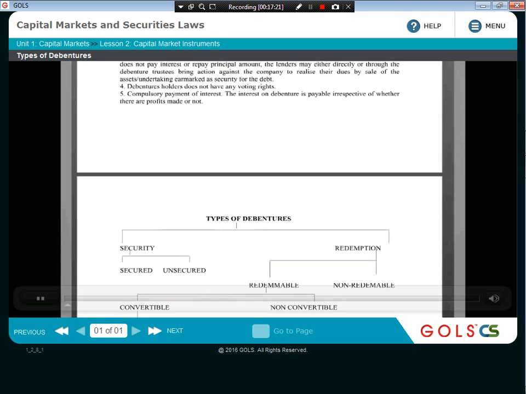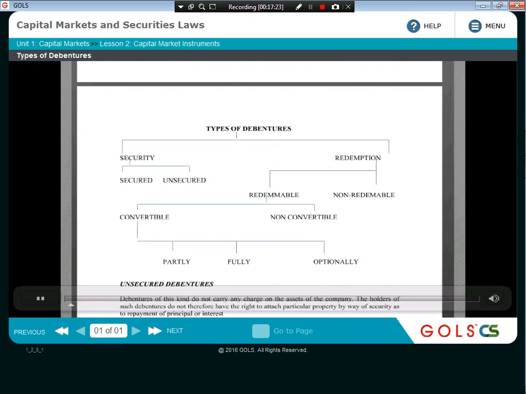Types of debentures. Essentially, debentures are classified on the basis of either their security or their redemption. When you say debentures, it essentially means a loan. In the case of a loan, the most important thing you are bothered about is repayment of that loan. Of course, you are bothered about the interest also, but more than the interest, the most important thing for you is, will my loan be repaid to me?